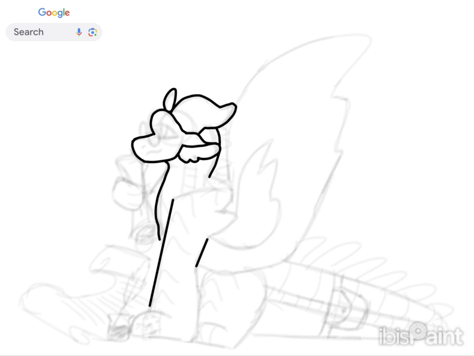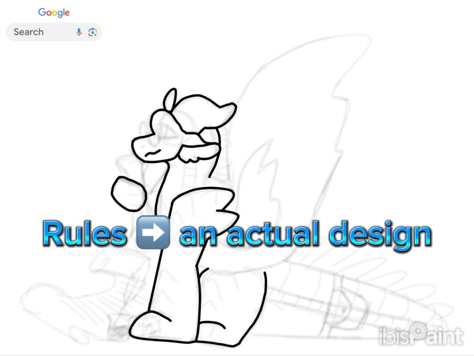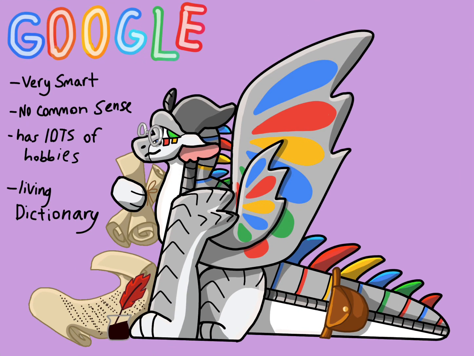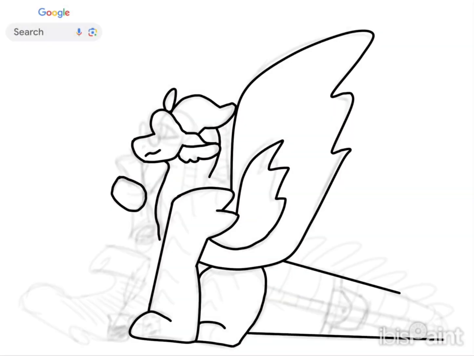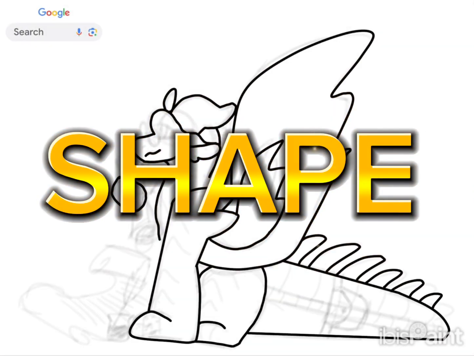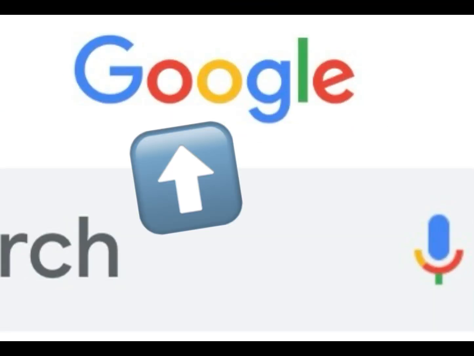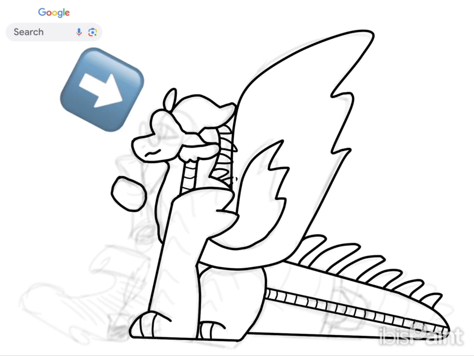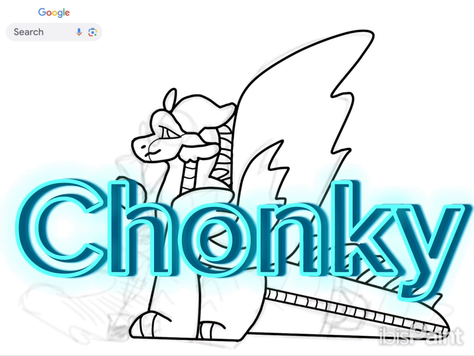Okay. Now I will give an example of how exactly to use these rules and how they will look in the finished product. So let's use this drawing I made of Google. The first rule, of course, is shape. And now let's look at the Google platform. When you look at it, you see that the letters are very round. Now you'll have to incorporate that into your character design, which I did. See, this design has round corners on its head and tail. She has very chunky paws and tail.